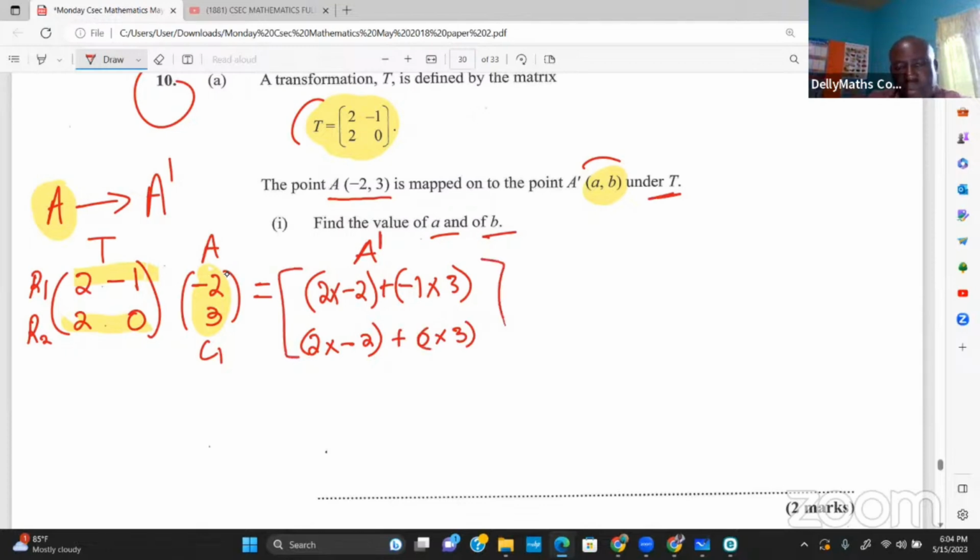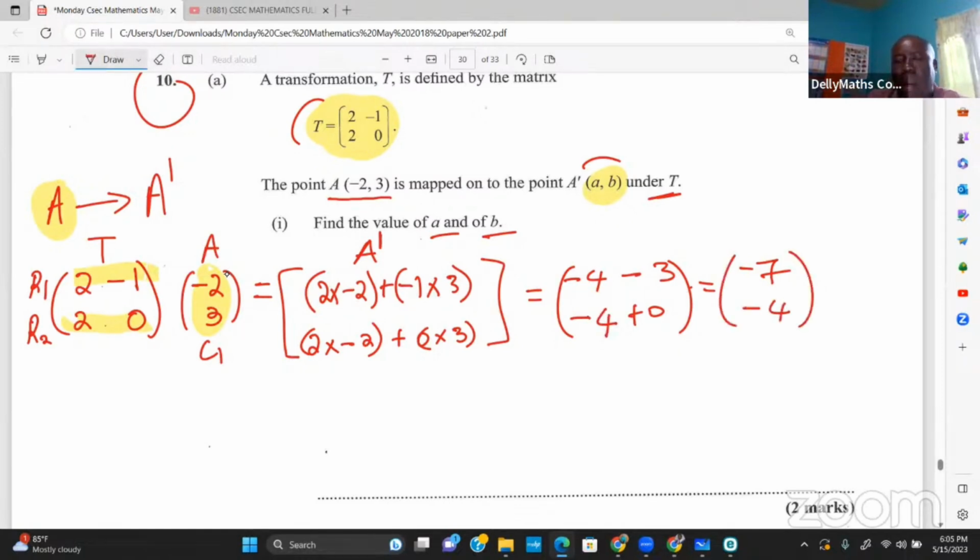Let's see what we have. 2 times -2 at the top, that's -4. And then we have a -3. Underneath, we have -4 plus 0. Finally, I'm getting -7. Oh, I said 4, but I wrote 2 here. Let me write it. This is a 4, right? Yes, I said 4. All right, so that's -4 here. There we go. So when that transformation T works on the point, that's the result.